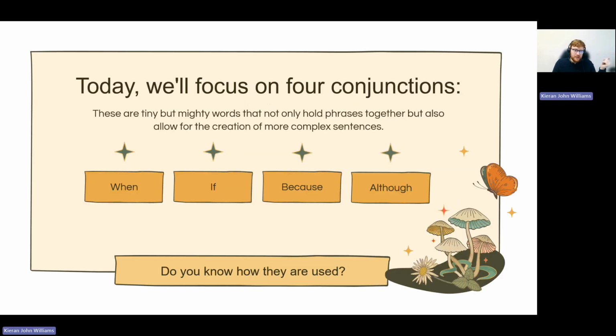Let's have a look at some others then. So we have when, if, because, and although. So these are only kind of small words, but they have a big impact when it comes to your writing because they help to create more complex, smoother sentences. So do we know how to use these? Well, hopefully so.